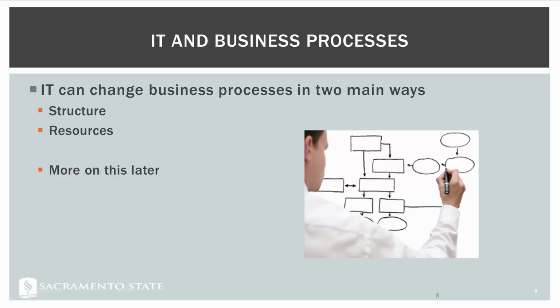The second way that IT can change business processes is in terms of resources. So maybe there's a particular process that does need human intervention, but maybe it can be dramatically sped up by the application of technology. Whereas, if this is a decision support system, for example, maybe the decision that the human needs to make can be dramatically sped up. And so the resources, the technology, can impact the business process by making it more efficient because the resources are there. We'll talk a little bit more about this later.